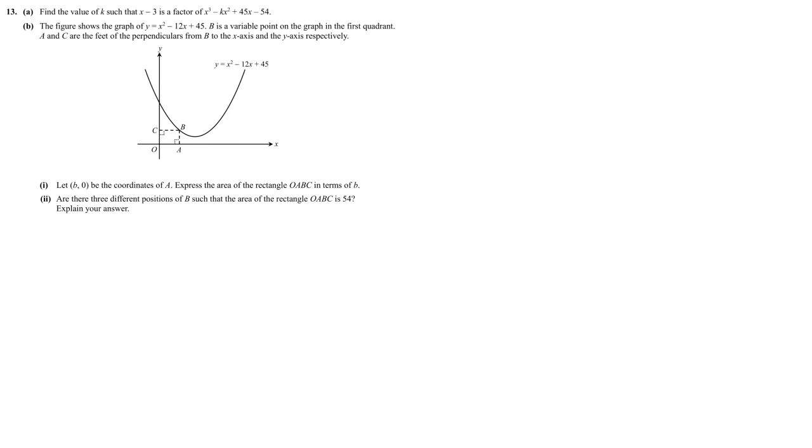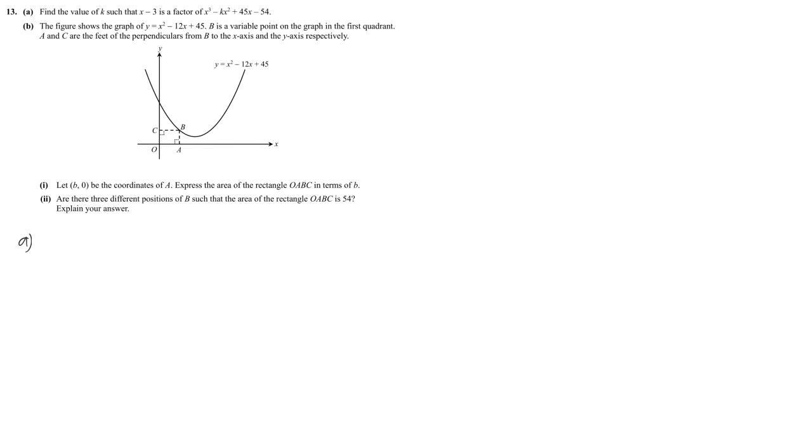In question 13, part A is a very typical question asking you to use the factor theorem, and then in part B they give you a graph and test your understanding. Do you know the relation of this line and also the corresponding equations here? And then they ask you to express the area here. So let's start with part A first. It's a very easy one, so we just go through it very quickly.